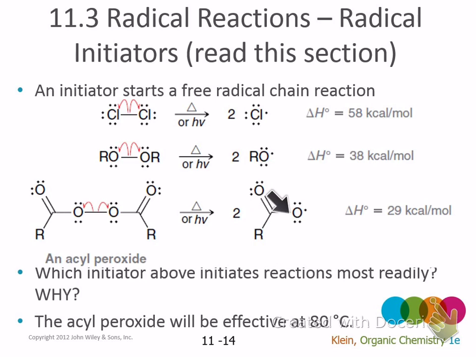Why is this radical, by the way, easier to form than these radicals? Because it's more stable. Remember, all bond cleavage reactions, no matter what kind, are always endothermic, always require energy. So if the product is more stable, it takes less energy to form. More stable is always the answer.